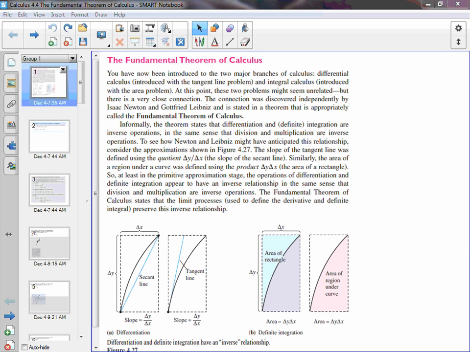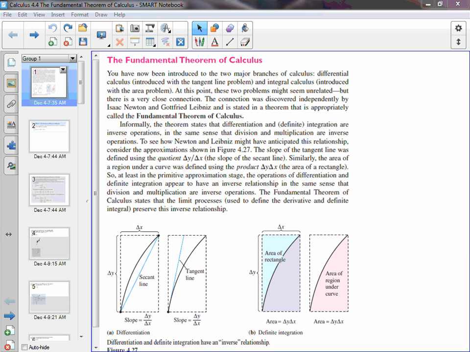The connection was discovered independently by Isaac Newton and Gottfried Leibniz, and is stated in a theorem that is appropriately called the fundamental theorem of calculus. Now, we've all heard of Newton, and he's much more famous for a couple of reasons. One, he did a lot of other stuff besides calculus, right? I mean, science courses could have ended in 6th grade if he'd never lived, right? And he spoke English, so we tend to learn him more, all right?